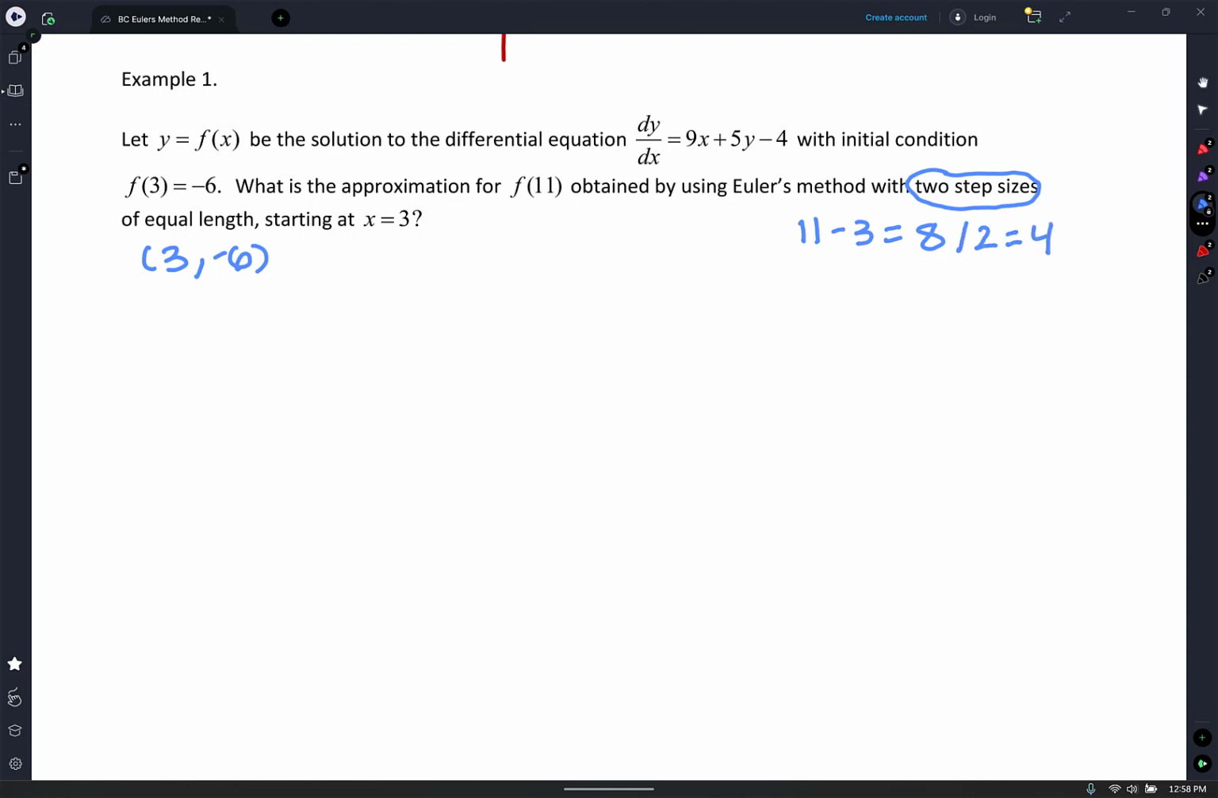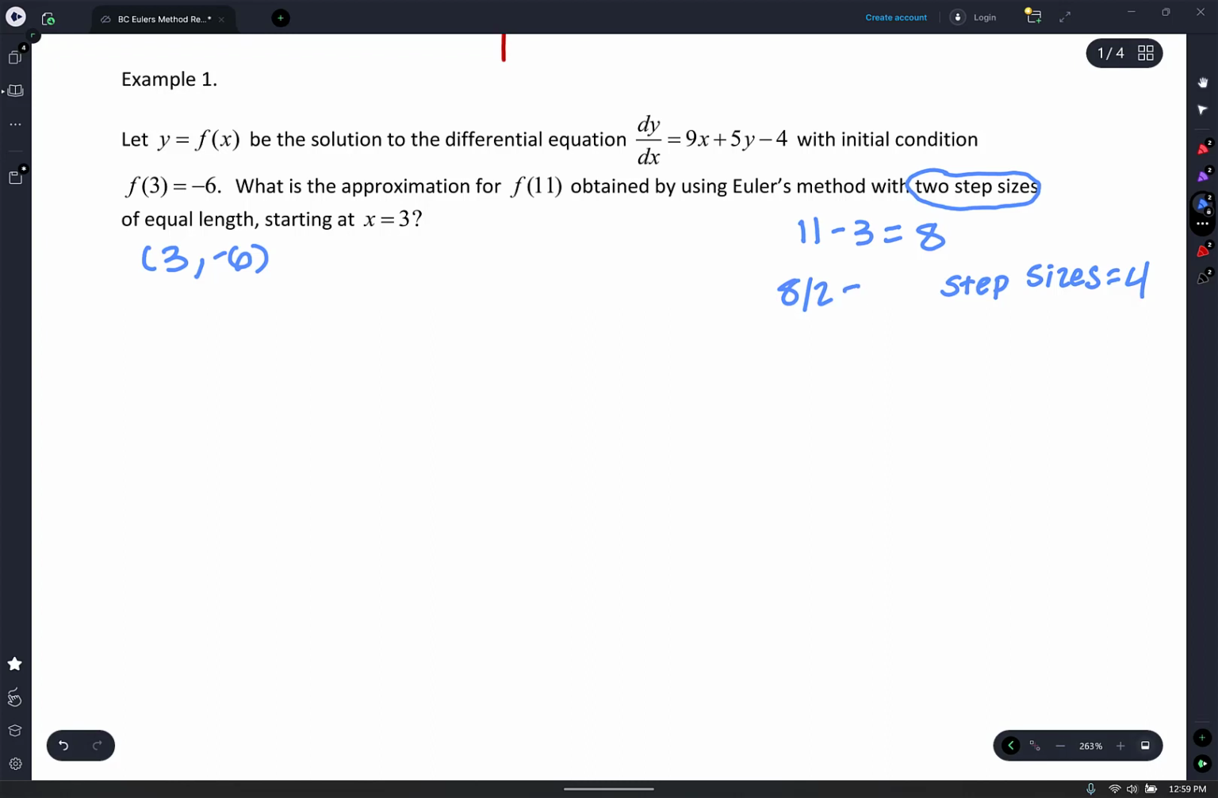So our step sizes are equal to 4 each. 11 minus 3 is 8, but then you should do a new line: 8 divided by 2, which is 4, because 11 minus 3 is not 4. So 8 divided by 2 is equal to 4.